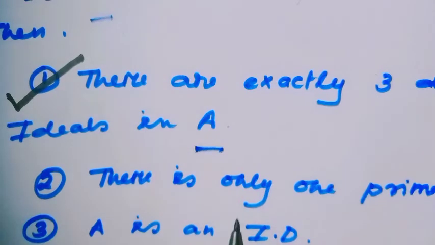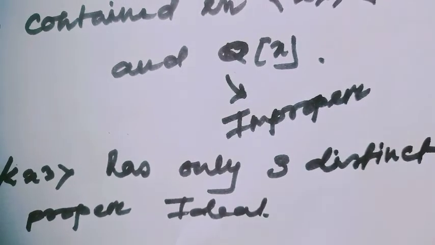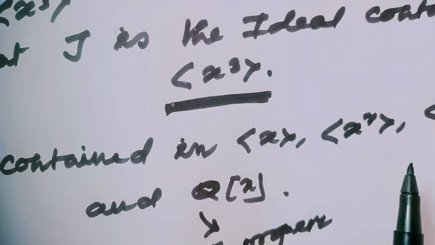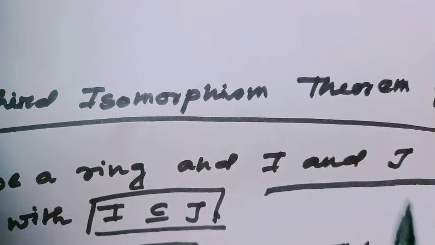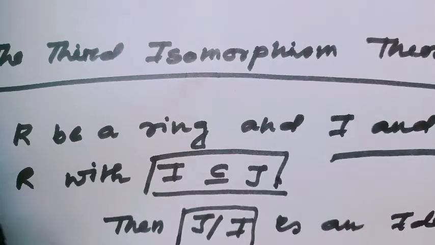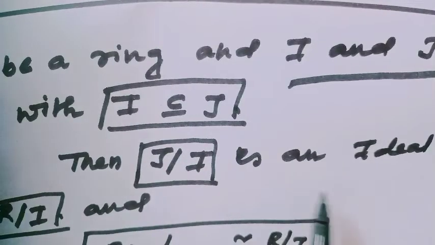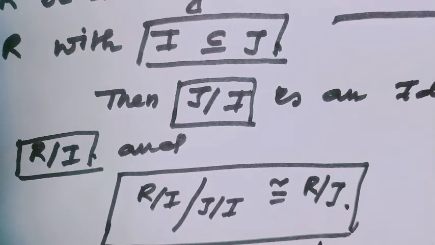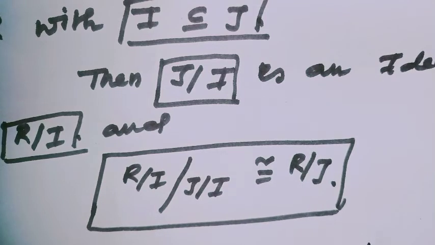And the second option, there is only one prime ideal in A. Since Q[x] mod the ideal generated by x^3 has only 3 distinct proper ideals, let us use the third isomorphism theorem. Just recall the third isomorphism theorem for rings. Let R be a ring and I and J be ideals of R with the condition I contains J. Then obviously I mod J is an ideal of the ring R mod J. Then by the third ring isomorphism theorem, R mod J modulo I mod J is isomorphic to R mod I. Are you getting the idea?